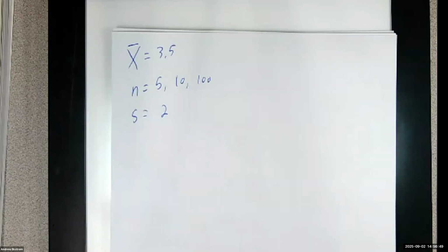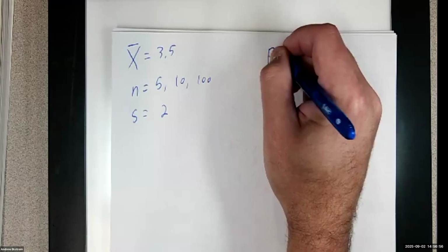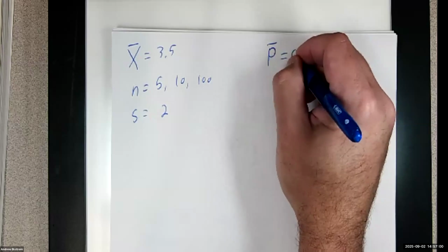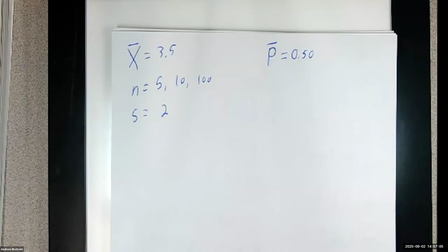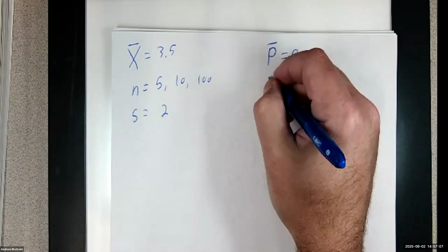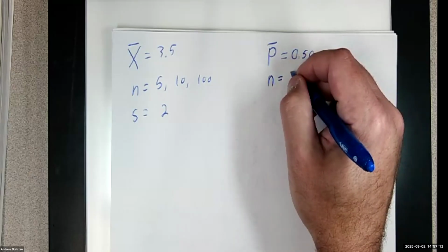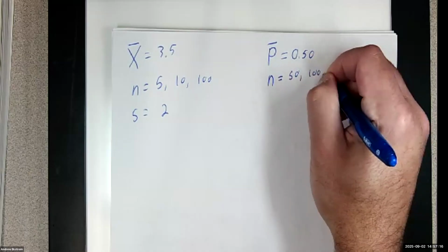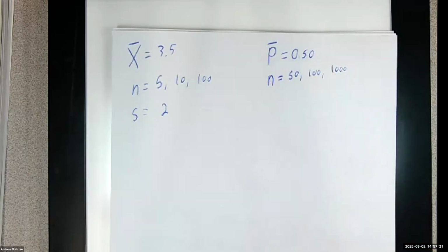We'll try creating some confidence intervals, and we're going to be using Minitab to do this. And then we can also look at our proportion estimates. To make it easy, I'm going to say the proportion is 50%. And then N is going to equal, let's say 50, 100, and 1000.